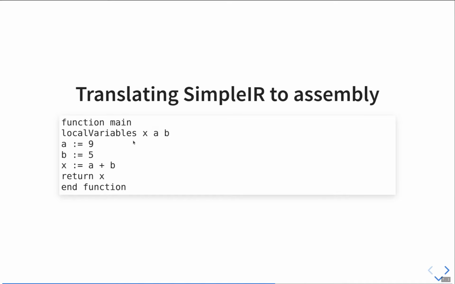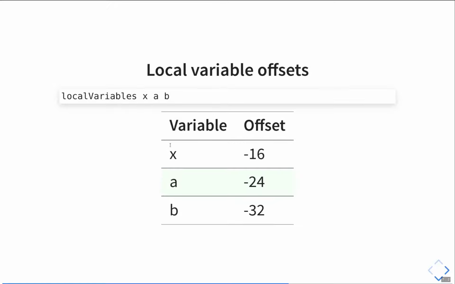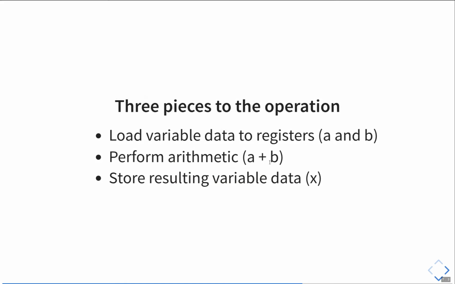Now, how can we actually translate some of these examples to assembly? Let's look at a bigger example. So we have a equals 9, b equals 5, x equals a plus b. Let's assume we have these offsets. X is negative 16, a is negative 24, and b is negative 32. The big idea of what we're going to be doing here is loading the value in the variables into registers, performing arithmetic using those registers, and then storing the result of the arithmetic back into the variable x.